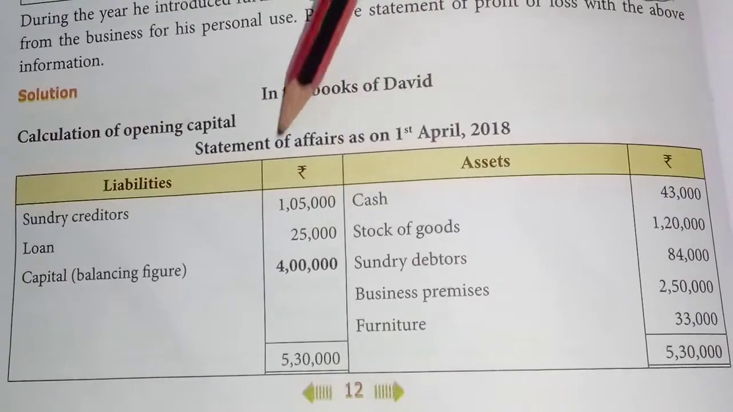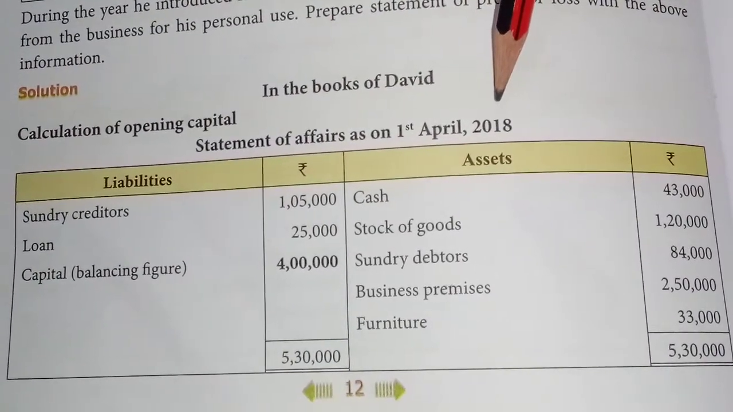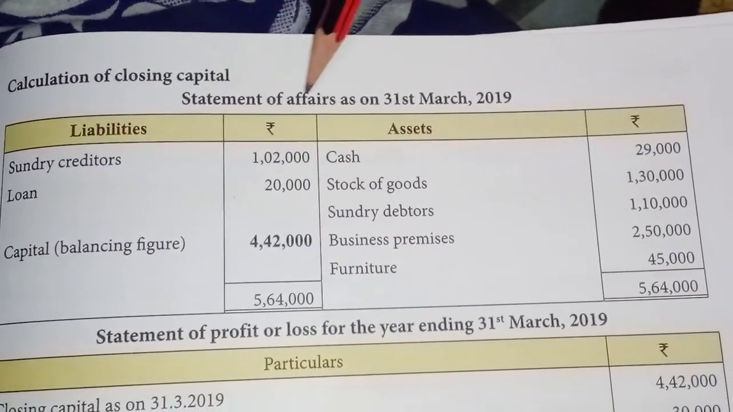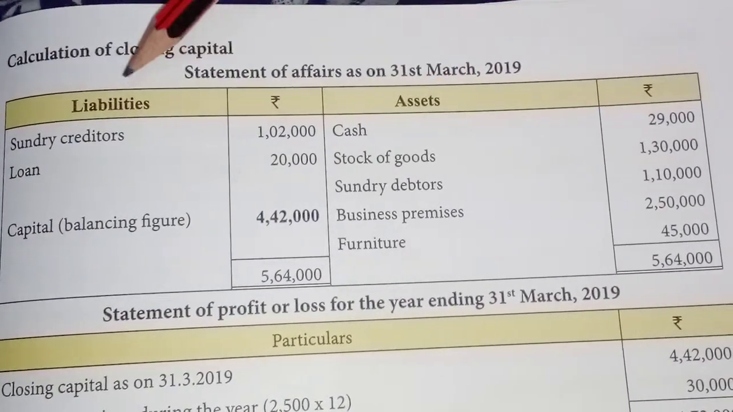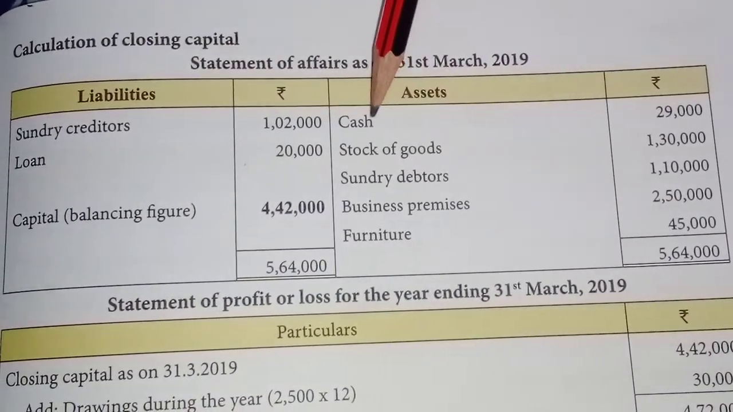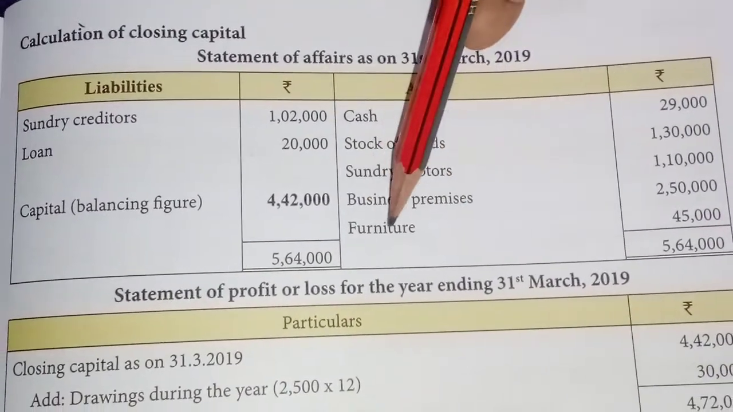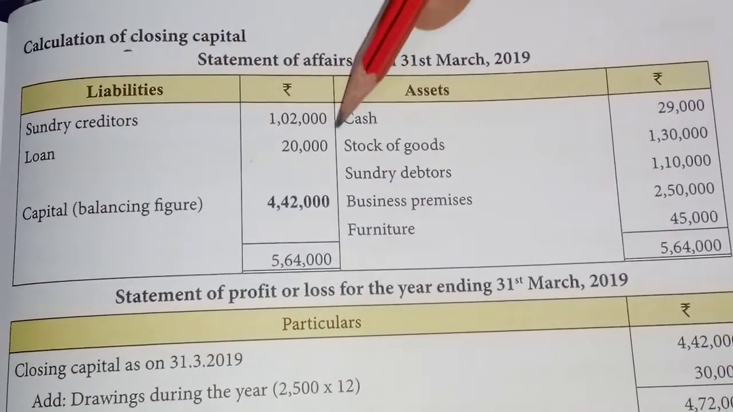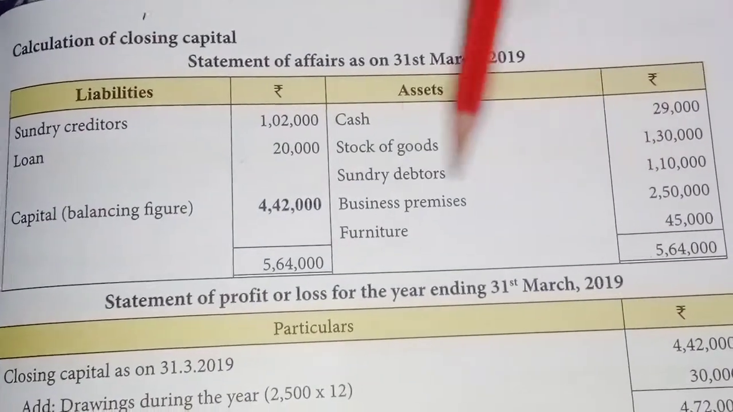Now we will see the statement of affairs as on 31st March 2019. Write the heading, statement of affairs as on 31st March 2019. Same way assets, liabilities, then same items only: cash, stock of goods, sundry debtors, business premises and furniture. Then sundry creditors, loan. Always you must be very careful in writing the amounts.